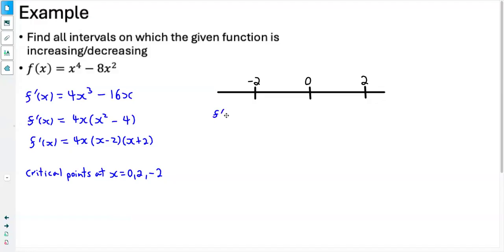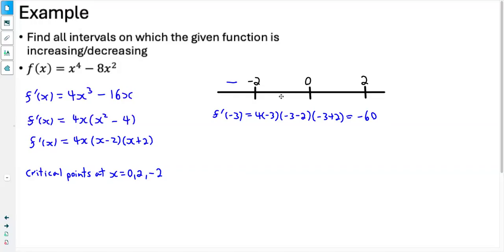So we're going to do f prime of -3. So that's 4 times -3 times -3 minus 2 times -3 plus 2. Now that gives us -60. Now, because we have a negative value here, and we're only really concerned whether our value is positive or negative, I'm just going to mark this section where we calculate that with a negative sign on our line graph.